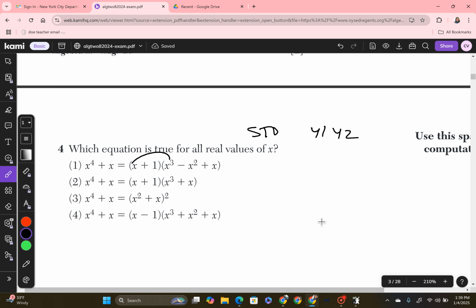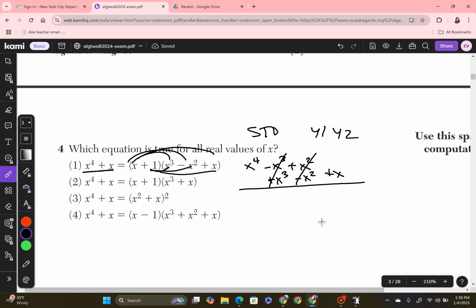So the longer way is multiplying, right? We want to see if it equals this. So x times x to the third is x to the fourth. X times negative x squared is negative x to the third. X times x is positive x squared. When I go like this, it is going to give me positive x to the third. This is negative x squared, and this is positive x. So this just cancels, cancels, and you're left with x to the fourth plus x, which is what we have. So it's choice one.